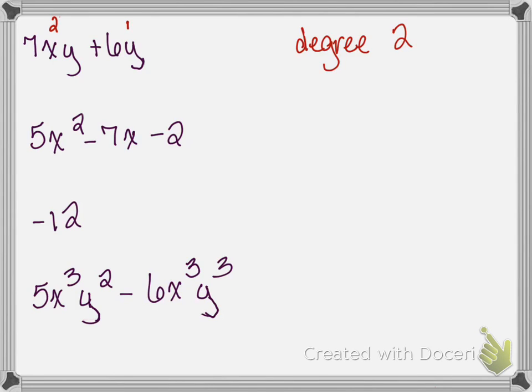Okay, what about 5x squared minus 7x minus 2? What is my highest degree? 2. That is a quadratic. So this one also has a degree of 2.